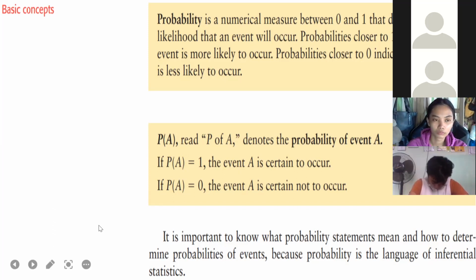Okay? Kasi yung mga previous topics natin, that is under descriptive. So it is important to know what probability statements mean and how to determine probabilities of events, because probability is the language of inferential statistics. Pag hindi natin kayang gamitin yung entire population, we will just get some sample, right? Dito na papasok ang probability.